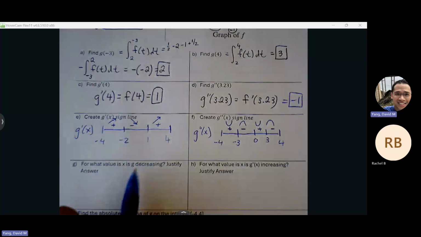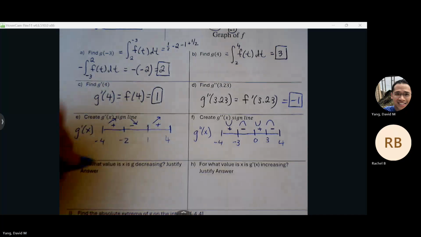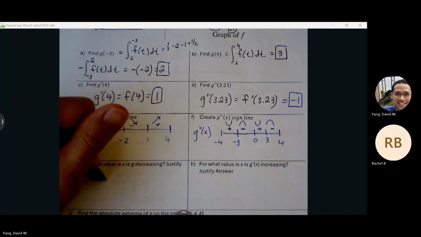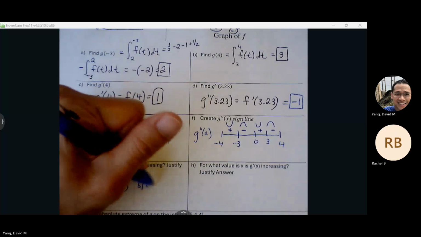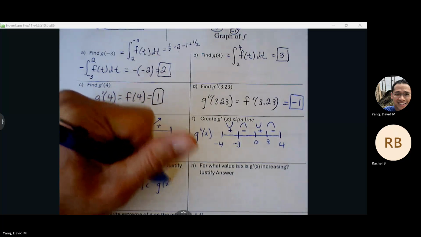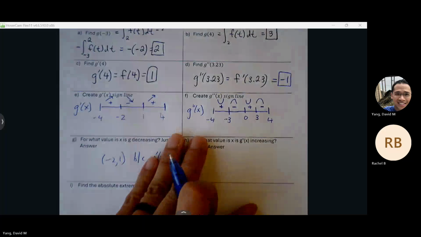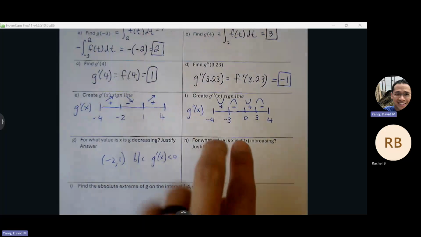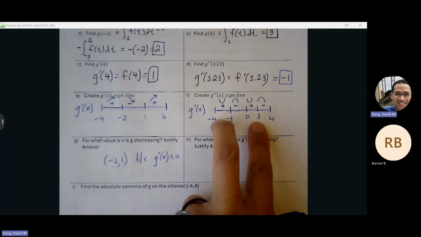Okay, for what values of X is G decreasing? So decreasing. G prime increasing. So G prime increasing is where G double prime is positive.